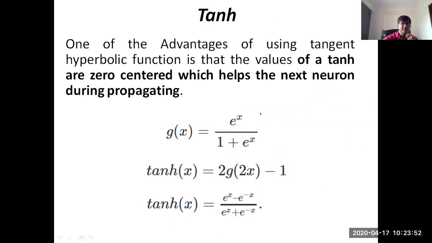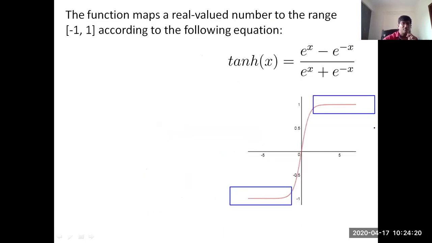This is how the Tanh function is defined, and this is the actual formula that we use for the Tanh function, right? One of the major advantages of using the tangent hyperbolic function is that the values of the Tanh function are zero-centered, which was missing in your sigmoid function. That would definitely help the next neuron during the propagation. So this is one of the major advantages of the Tanh function. Again, the Tanh function has the same problem, the vanishing gradient problem that we saw in the case of the sigmoid function, right?